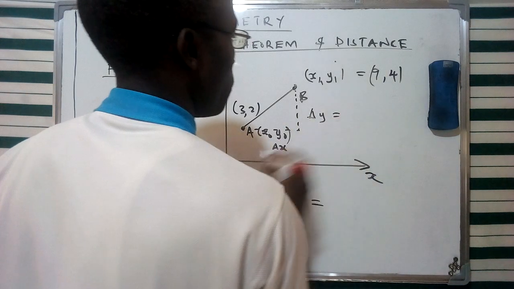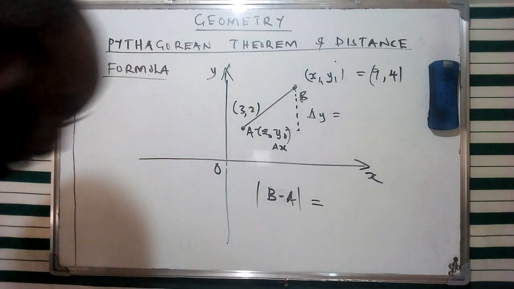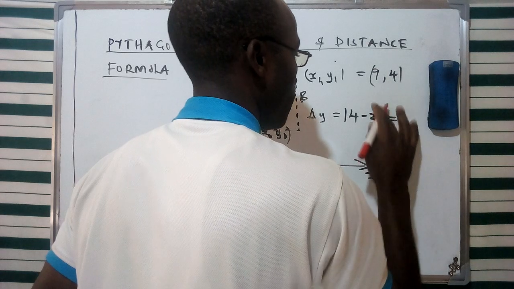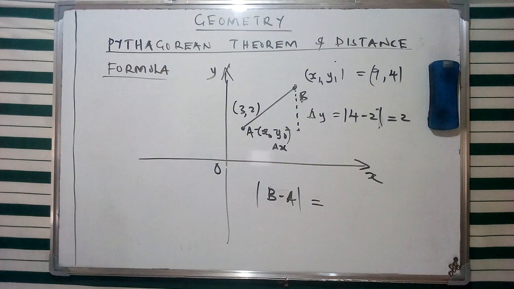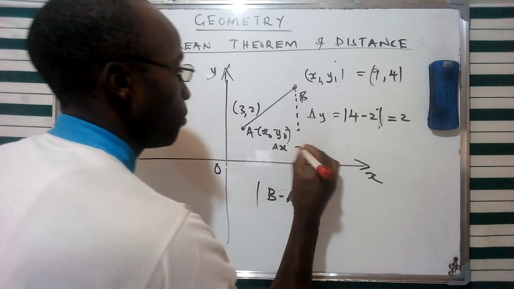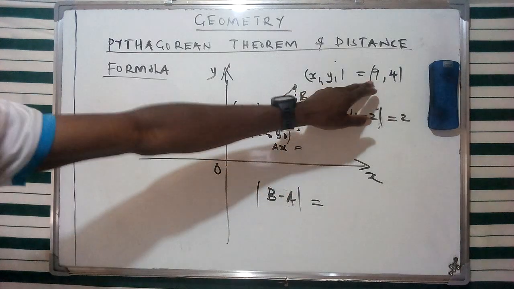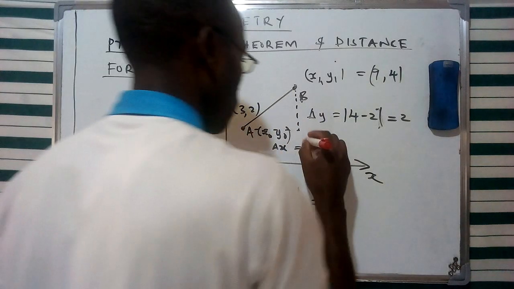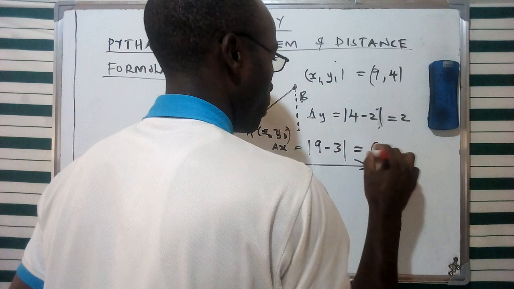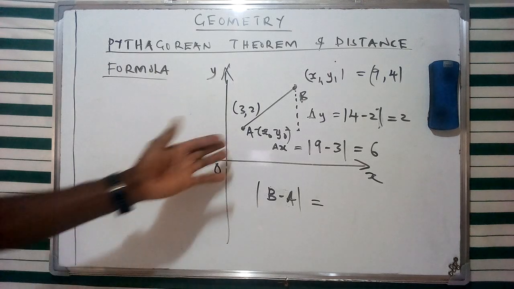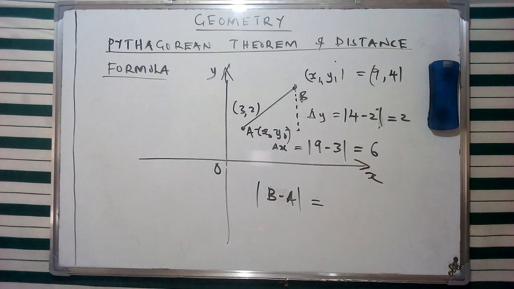So the change in y is going to be 4 minus 2 in that specific case, so it's the magnitude of 4 minus 2, which is 2. And then the difference on the x-axis is the difference between x1 and x0, which is 9 minus 3. Therefore, it's the magnitude between 9 and 3, and this is 6. So we can describe the length of this AB using those two specific differences.